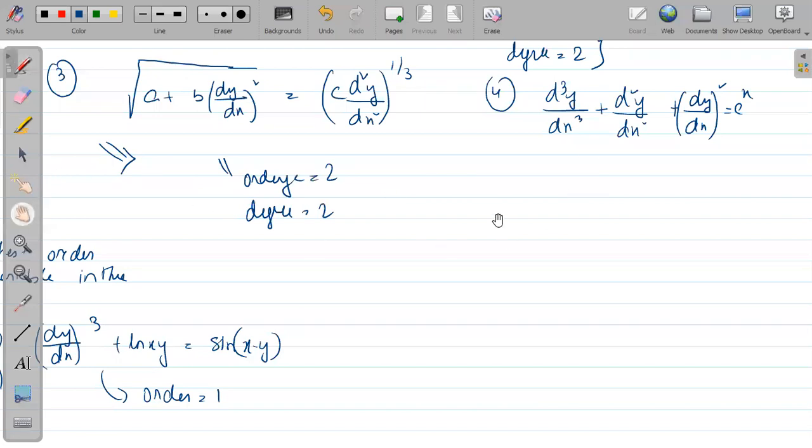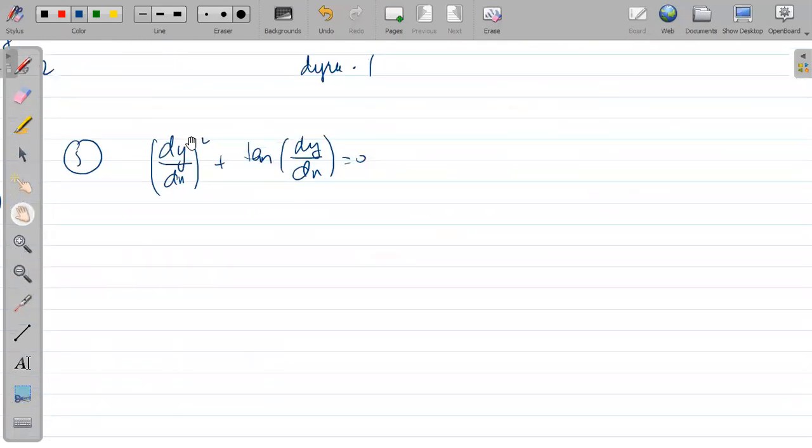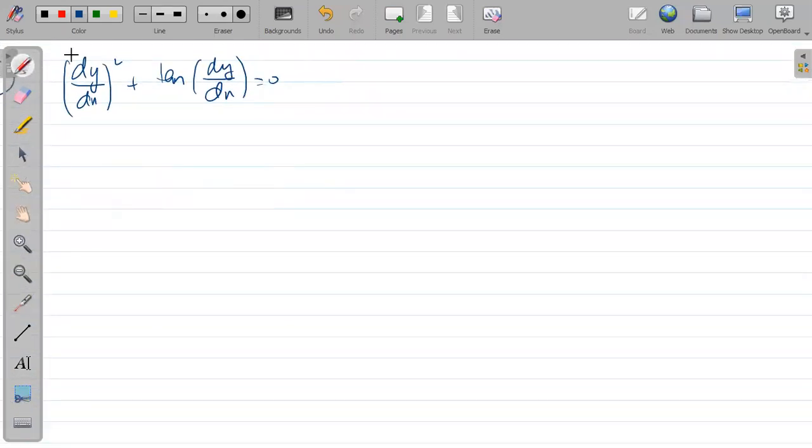For this question, order is 3, degree is 1. Is the degree not defined? Degree is defined only. Why not defined? Degree is 1, sir, degree is defined. Order is 3. Degree is 1. I hope you have got this one. Okay, next, number 5. Write down number 5. Simple questions these are.